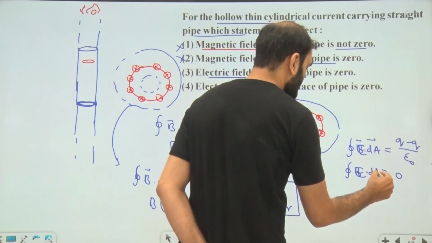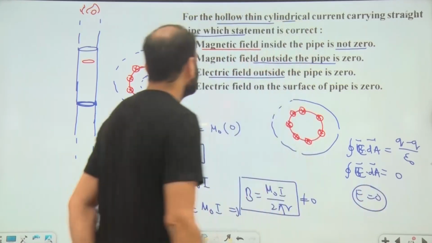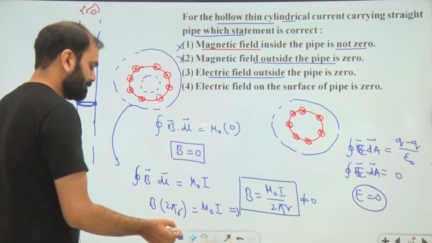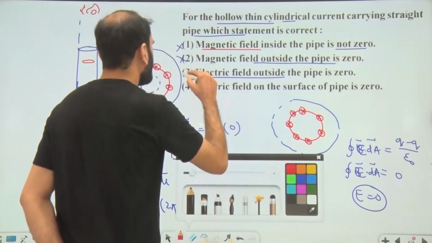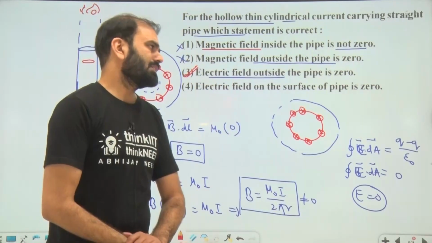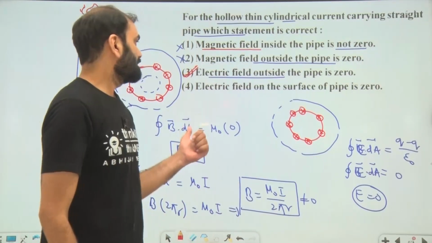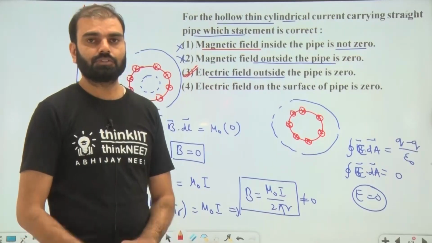So E vector dot dA vector integral is equal to 0, so the electric field will be equal to 0. So for outside the pipe, the electric field will be 0. So that option is correct. Option number 3 is the correct answer of this question. Electric field on the surface is not defined, and you can calculate that. So the third option will be the correct answer of this question. Thank you.